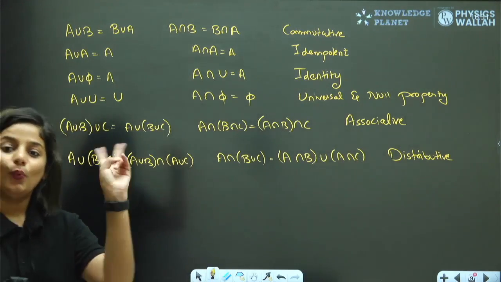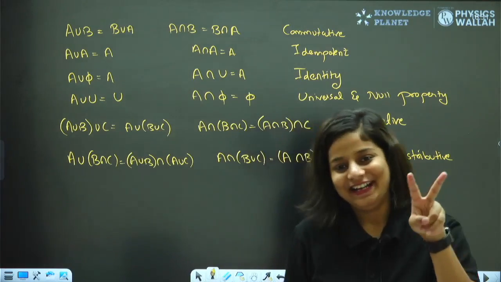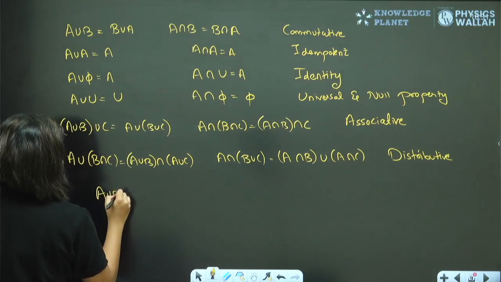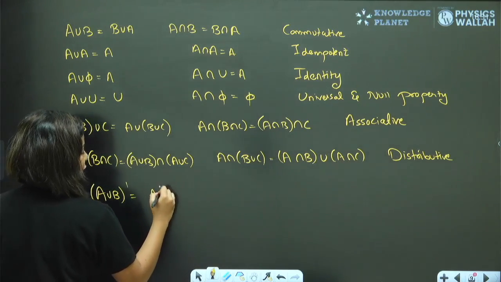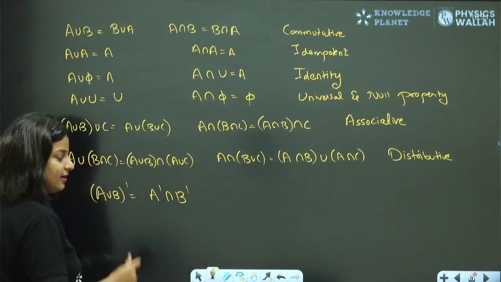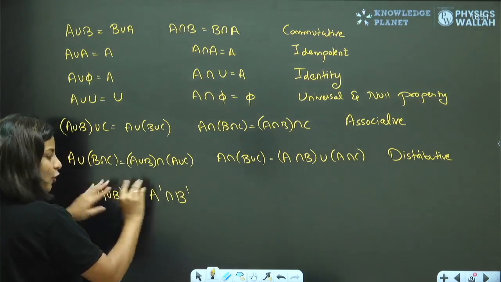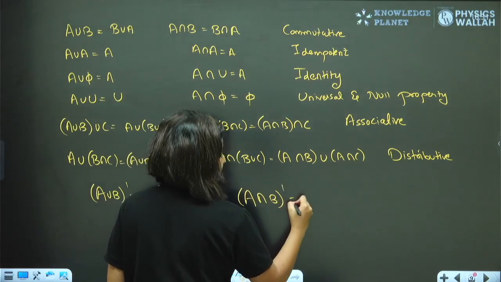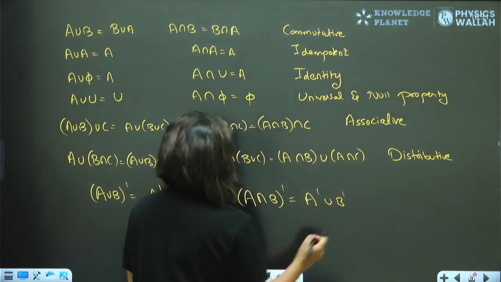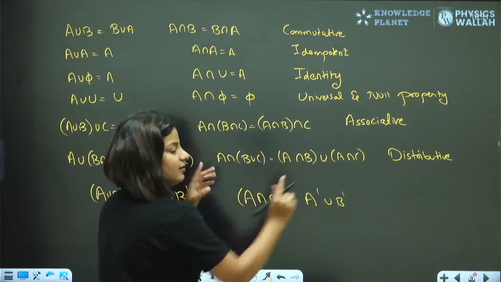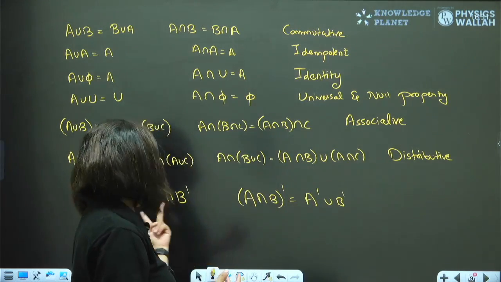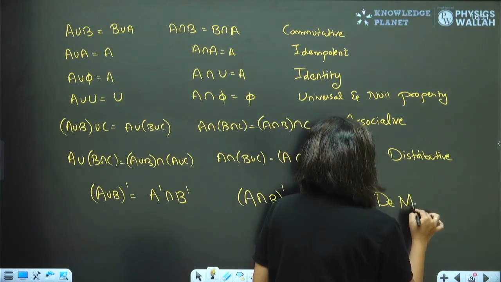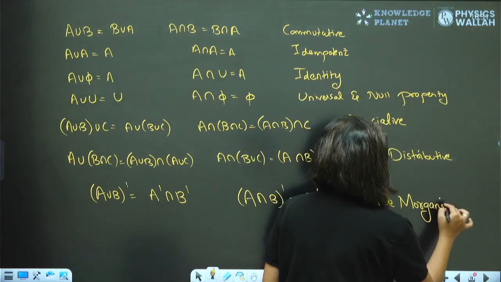The next two are very important. A union B, the whole complement, is equal to A complement intersection B complement. Union becomes intersection and the complement splits. Also, A intersection B, the whole complement, will be equal to A complement union B complement. Intersection becomes union and the complement splits. So basically, you're just changing the union to intersection and splitting the complement. That's your De Morgan's law, right, my dear boys and girls?